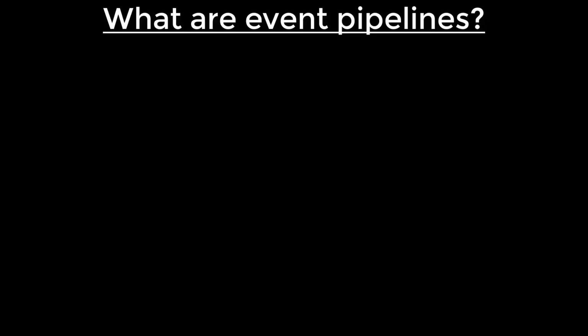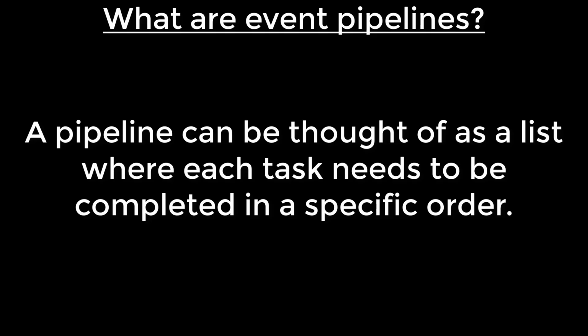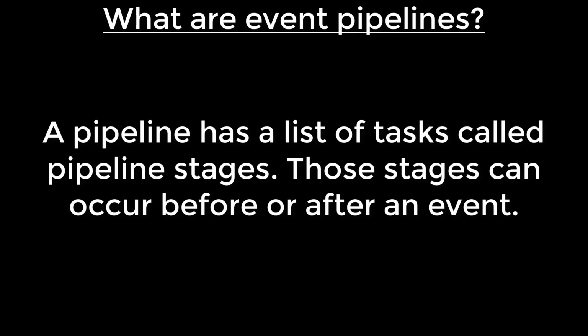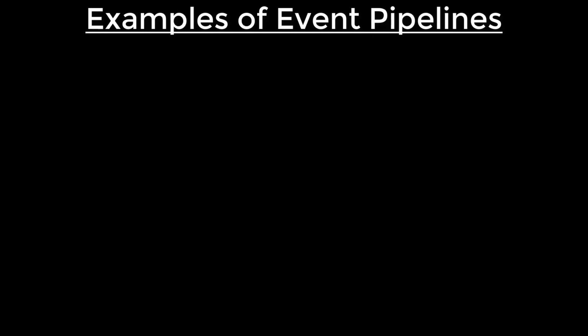First, what are event pipelines? A pipeline can be thought of as a task list where each task needs to be completed in a specific order. In StudioCloud, each task in a pipeline is called a pipeline stage. An event pipeline is made up of pipeline stages that need to occur in a specific order before or after an event. You can customize StudioCloud to have different event pipelines based on the type of event being scheduled.